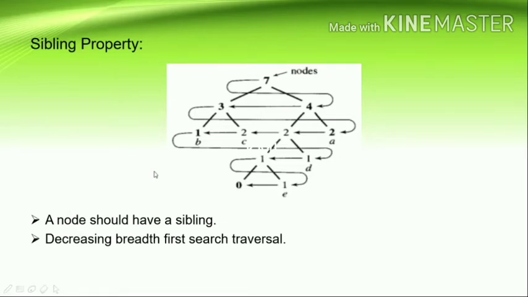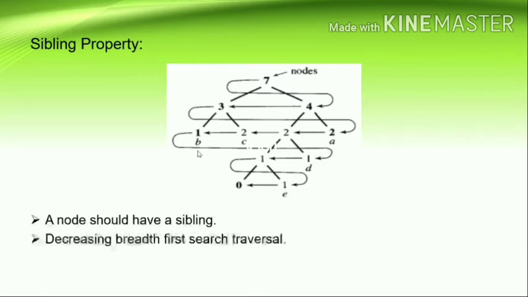The sibling property has two conditions. A node should have a sibling, and it should follow a decreasing breadth first search traversal. Now here I have a tree, so let's see the conditions. Let's see the first condition: a node should have a sibling.